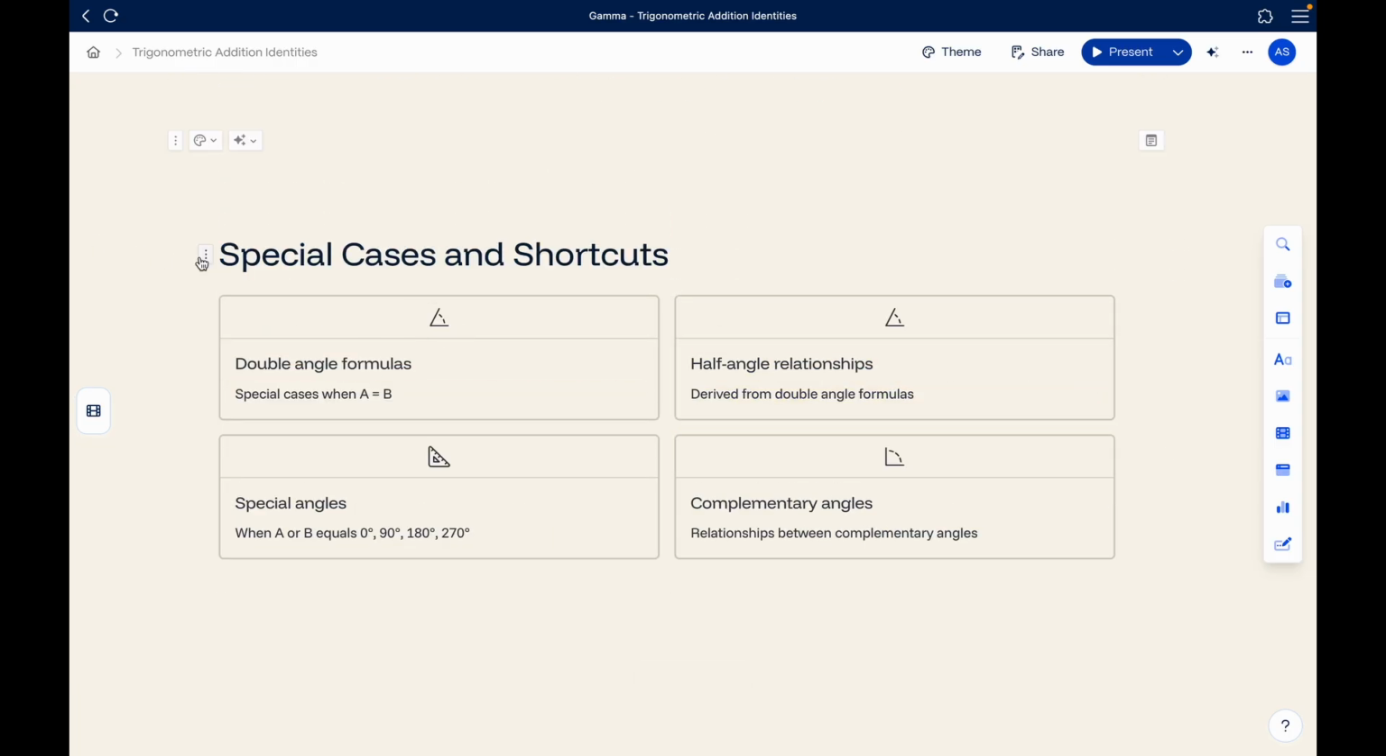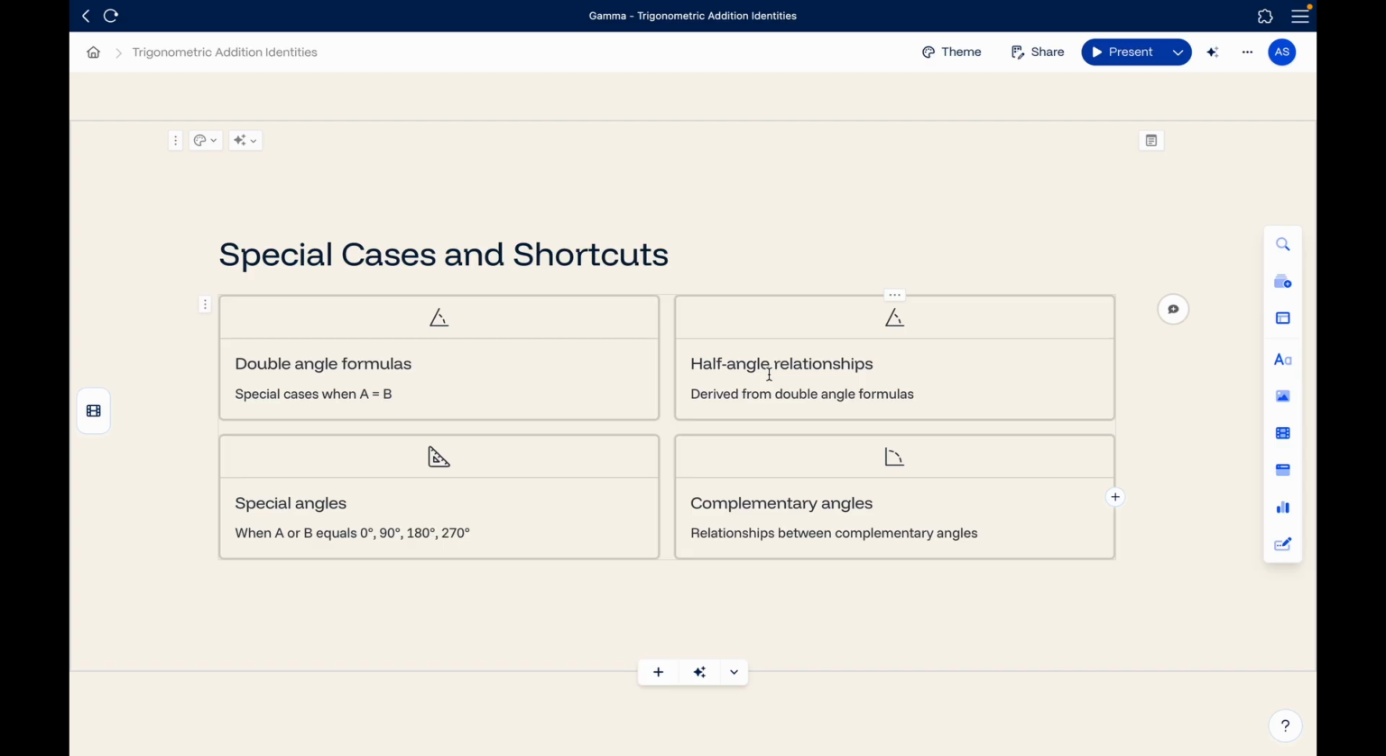Here are a few special cases and shortcuts. Double angle formulas are special cases where A is equal to B, and in fact, in my double angle formula video, I used the addition and subtraction formulas to make sure that these theorems were correct. Then half angle relationships are also very similar, except they are derived from double angle formulas and can also in a way be proved by the trigonometric addition or subtraction identities.